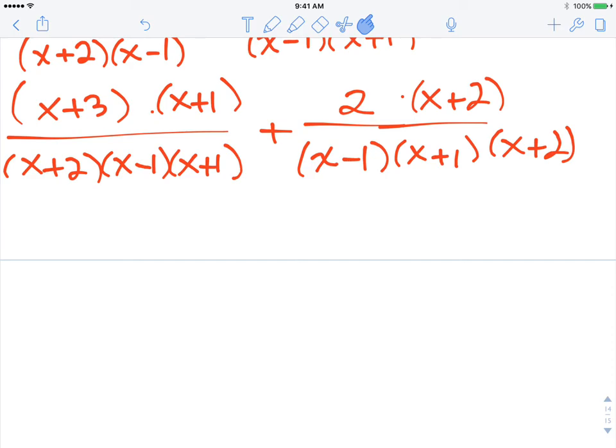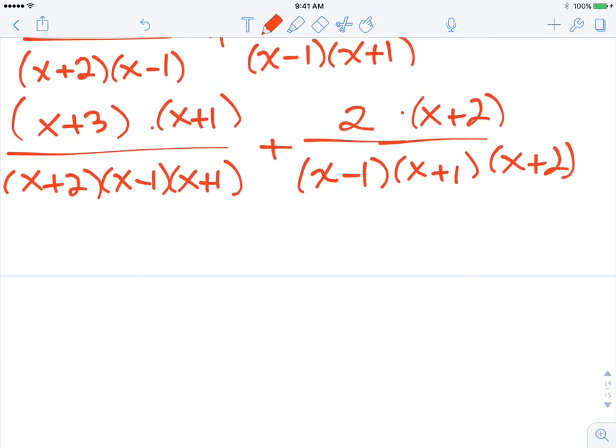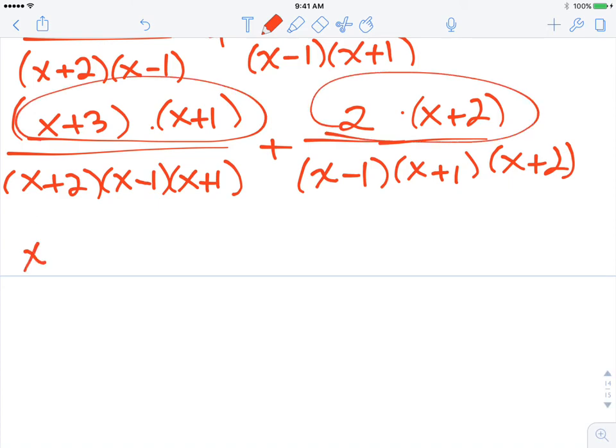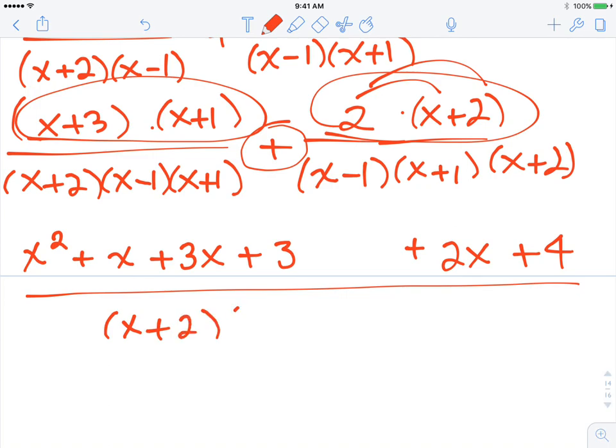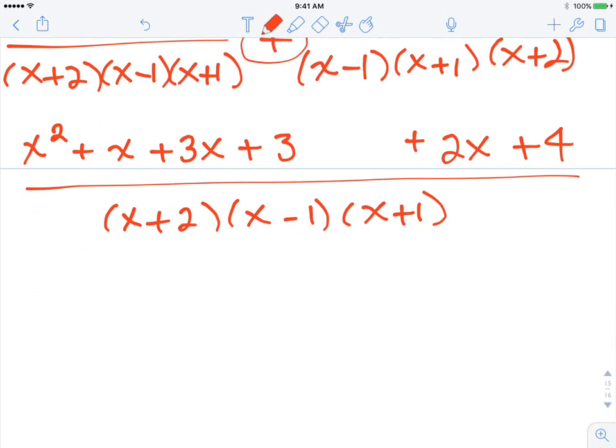I'm also going to FOIL this out, just to save us a little time. So I'm going to FOIL this out and FOIL that out. So I get first, outside, inside, last, and then I'm going to distribute. And what is the operation in between them is a plus symbol. And then all over that denominator. It doesn't need to be FOILed out in the denominator. And you'll find out later when we get into graphing rational expressions.